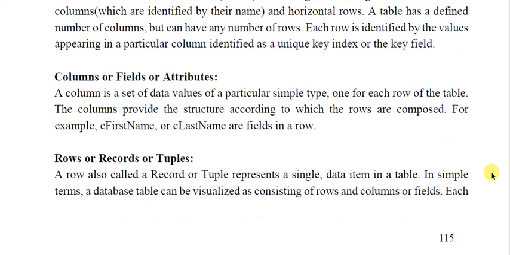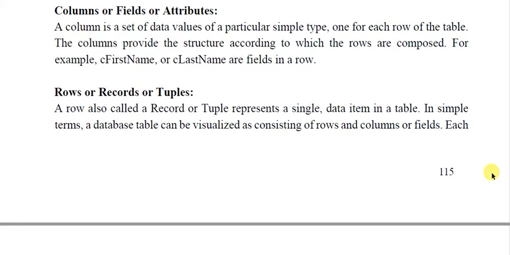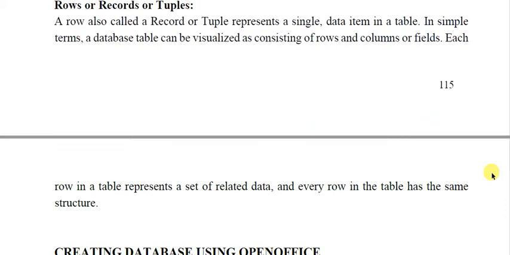In simple terms, a database table can be visualized as consisting of rows and columns for fields. Each row in a table represents a set of related data. And every row in the table will have the same structure.